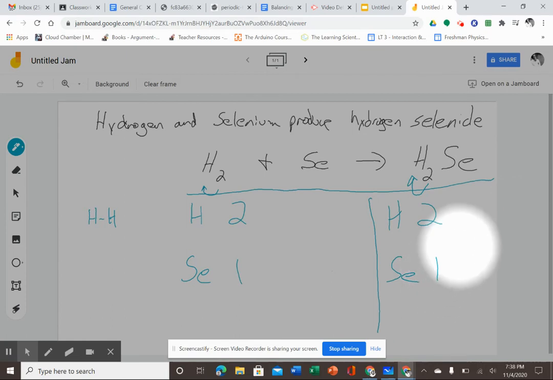So before we start doing coefficients, we just do a quick check. 2 hydrogens here, 2 hydrogens there. Hydrogen balanced. Selenium, there's one there, selenium balanced. So if we have the same number of selenium particles on each side, and the same number of hydrogen particles on each side, we're set. We're done. That's it. This one, balanced. Check.